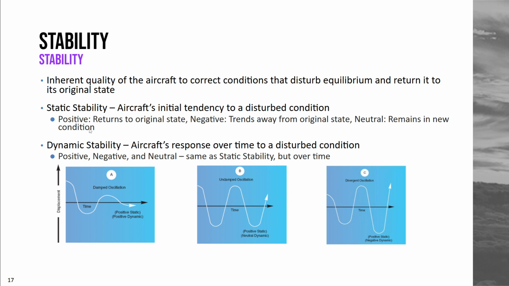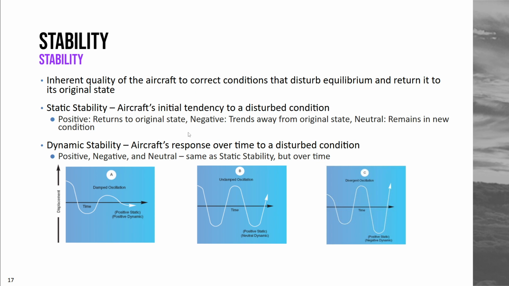So positive. Let's say this is what happened right here. I pushed that nose down, and then the aircraft immediately pitched back up. That tells me that's positive static stability. If it's negative static stability, I push that nose down, and then the nose continues to trend down. Neutral means it remains in its new condition. I push that nose down, and then the nose stays there. We have in our aircraft positive static stability.